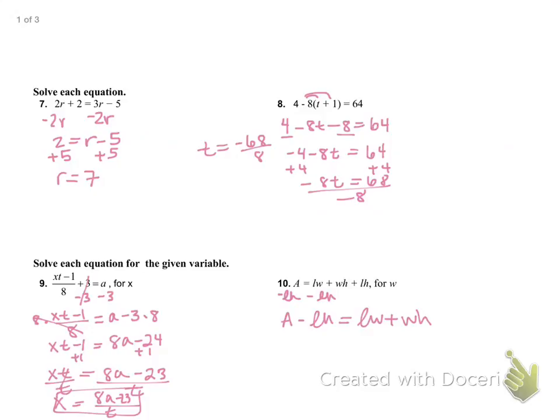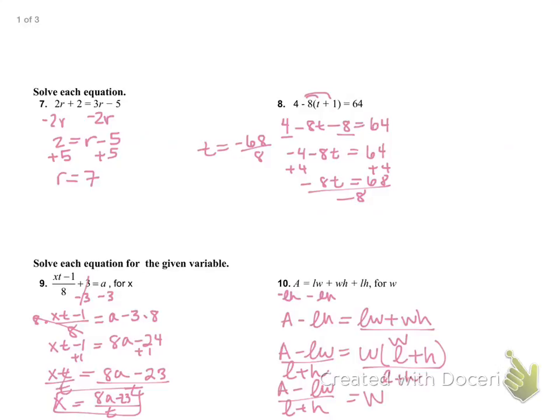This is one of them where I had to pull the GCF out. Right now they're sharing a W, so if I take that W out and have it sitting on the outside, I'll have that L plus H sitting on the inside. If I redistribute it, I should get back to square one, but I don't want to do that because I want to get rid of this L plus H so W is by itself. Right now it's being multiplied to that W, so to get rid of it, we need to divide it. So A minus LH over L plus H is equal to W. And now that W is by itself.